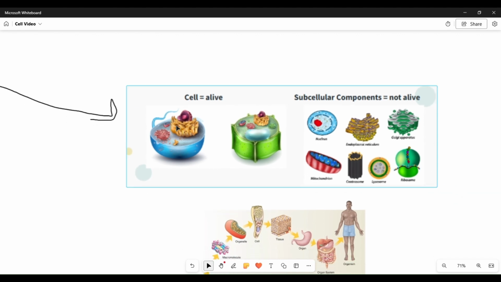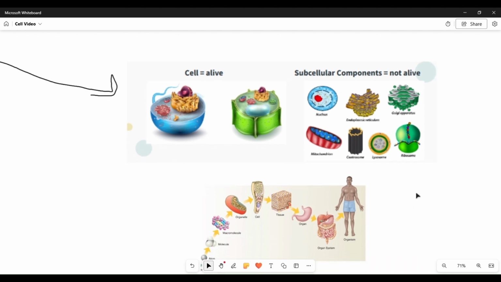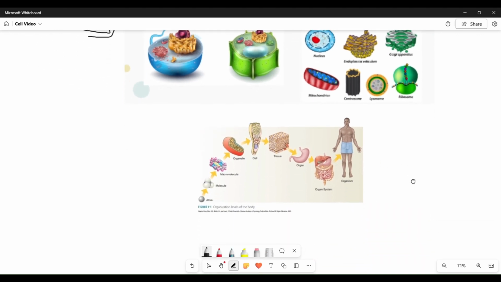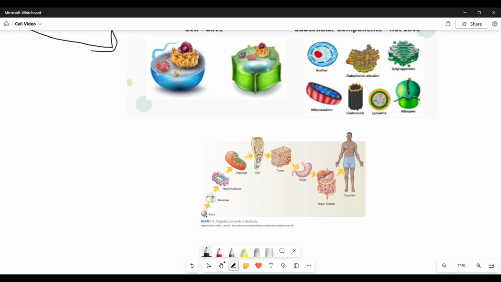So, in this picture down here, you can see going from an atom all the way up to a person. And around where you would draw the line for what's alive and what's not would be right along here. From atom, molecule, macromolecule, and organelle to cell. Because the cell is when it starts having all the components needed to perform the processes of life, such as homeostasis, reproduction, etc.